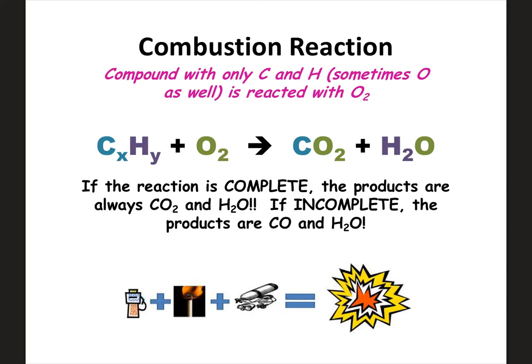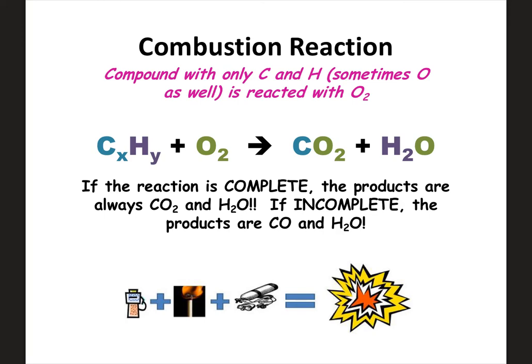You don't have to worry about simple charges, crisscross, anything like that. Once you know it's combustion, CO2 and H2O. Now those would be the products if the combustion is considered complete. Usually, if there's enough oxygen available, you always get CO2 and H2O. There are versions of this called incomplete combustions, where you only get CO and H2O. You only get carbon monoxide and water.